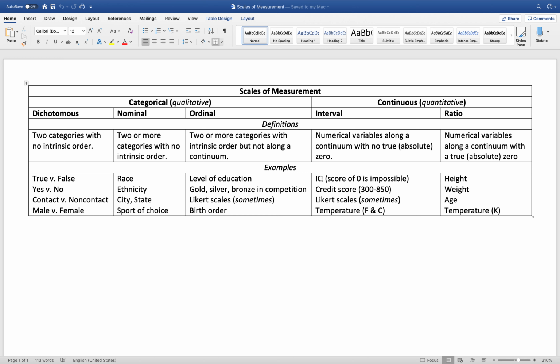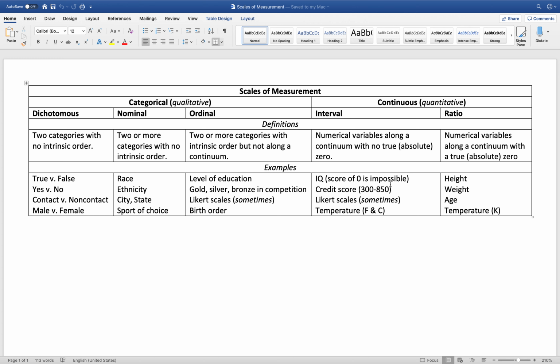I'll give you some examples of that, so hopefully it becomes a little clearer. The first example will be IQ, intelligence quotient. It is not possible to get an IQ score of 0. You could have a very low IQ score, you could have a very high IQ score, but you cannot have an IQ score of 0. It's impossible. So even though the distance between 70 and 100 is the same as the distance between 100 and 130, there is no true or absolute zero when we're talking about IQ.